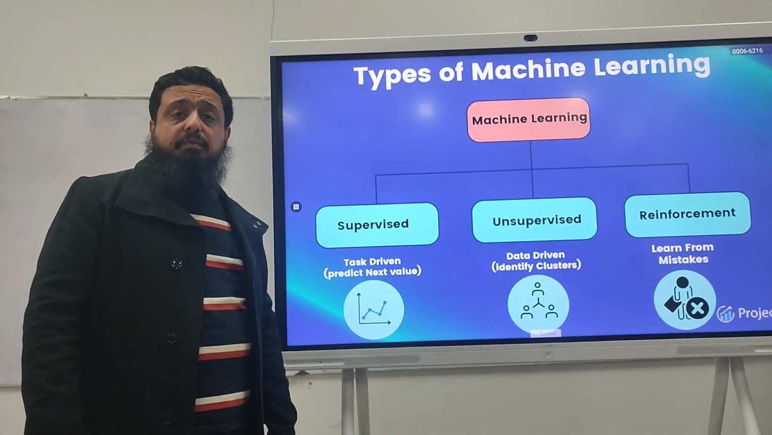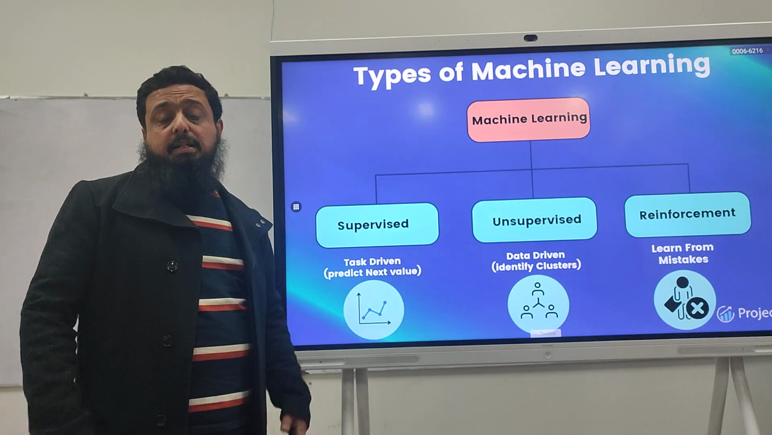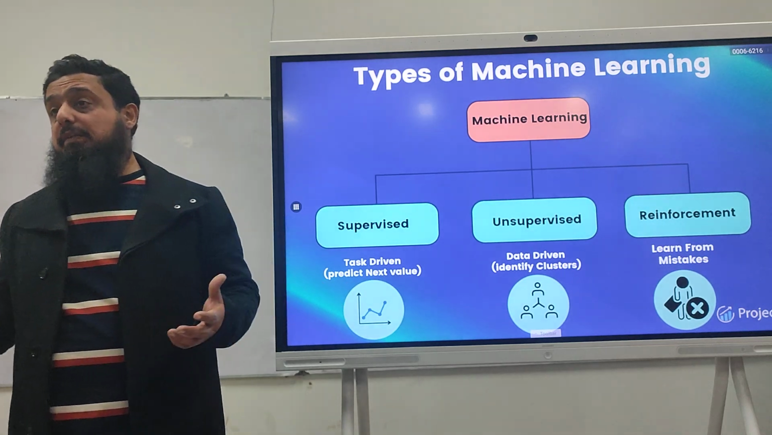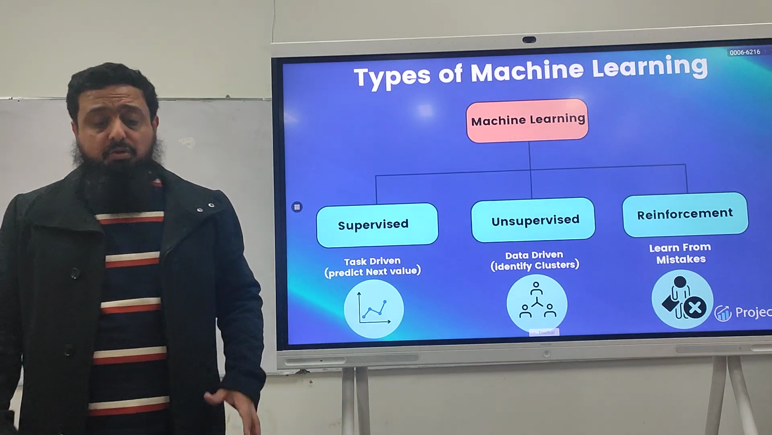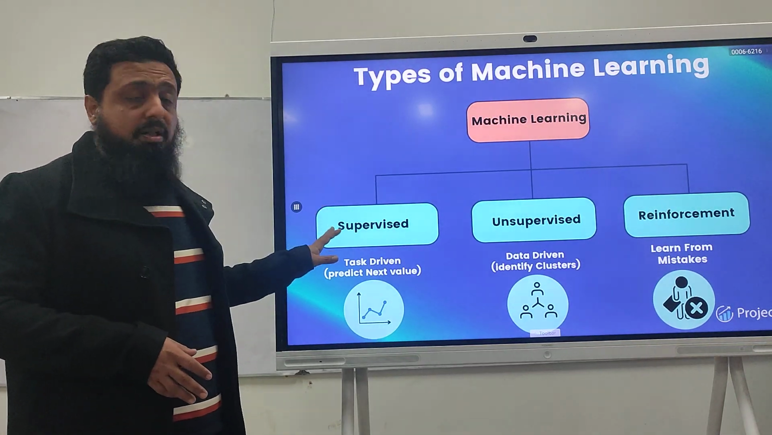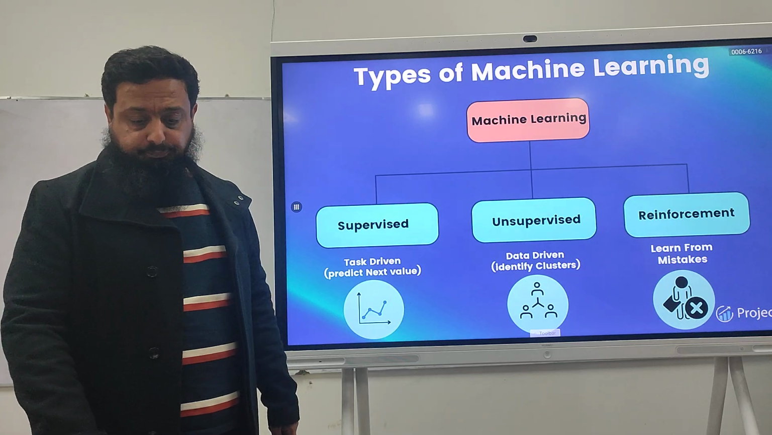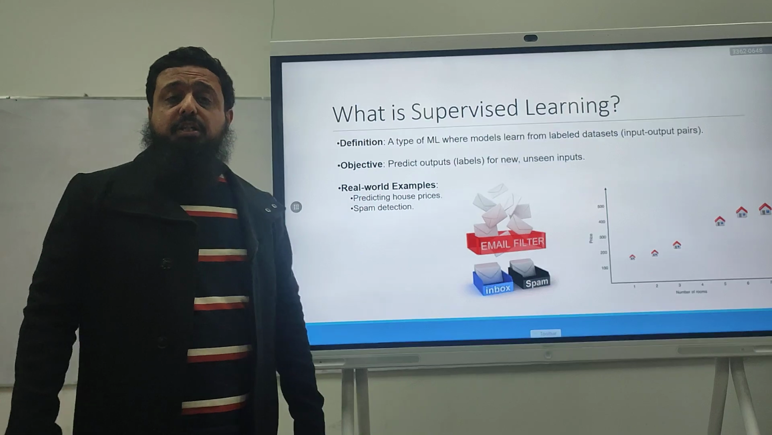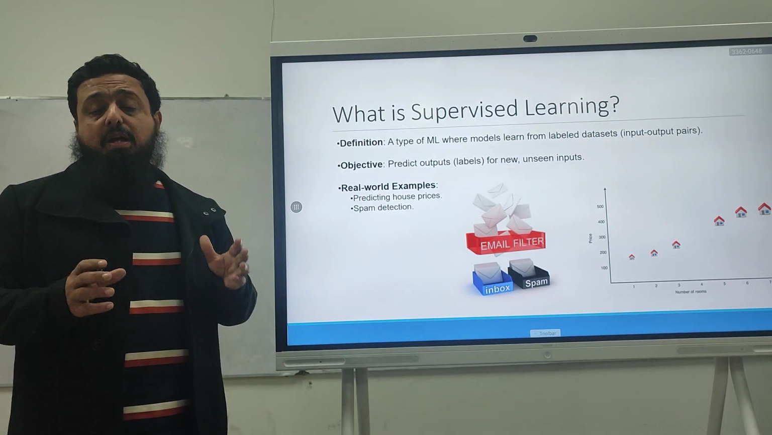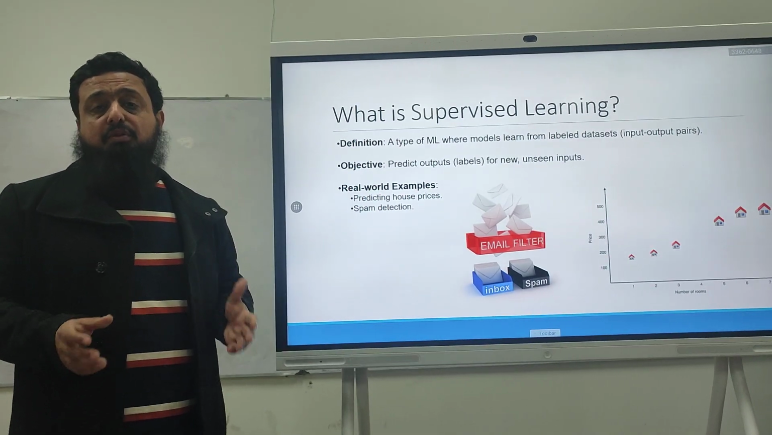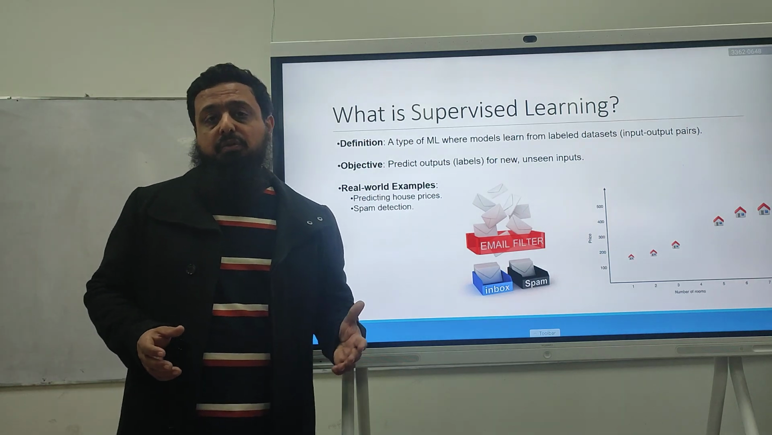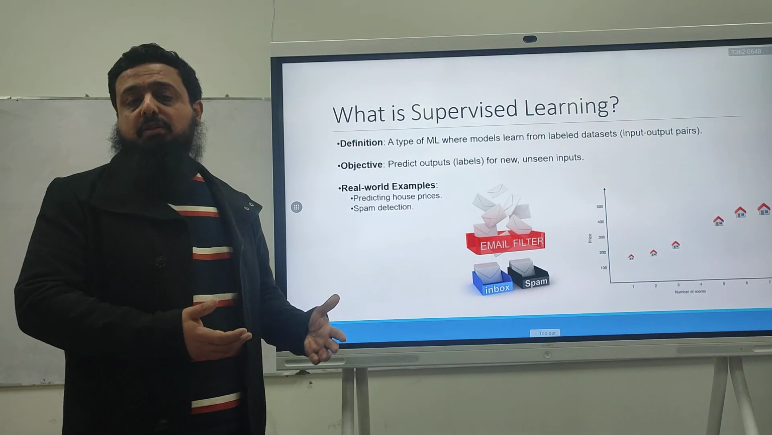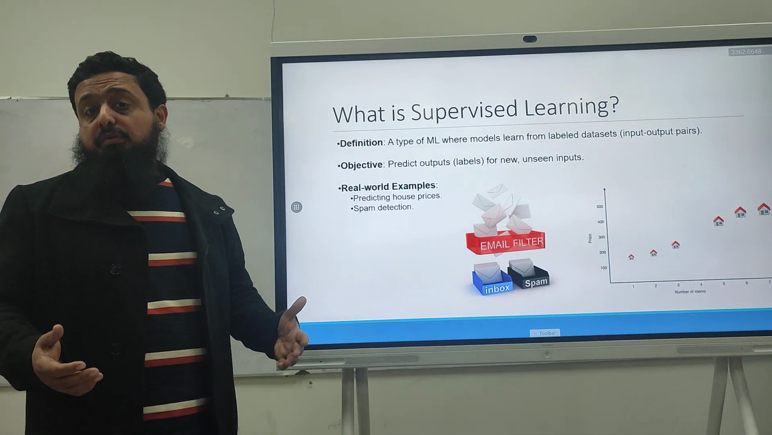So in the last lecture we studied what the different types of machine learning are: supervised learning, unsupervised learning, and reinforcement learning. And today we will specifically focus on supervised learning. So supervised learning is a type of machine learning where we need to have labeled data sets. If we don't have labeled data sets, then we cannot use supervised learning. In that case, we have a different type of machine learning, which is called unsupervised learning. We can use that.